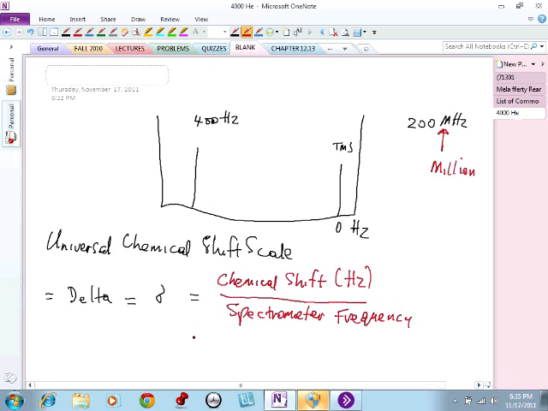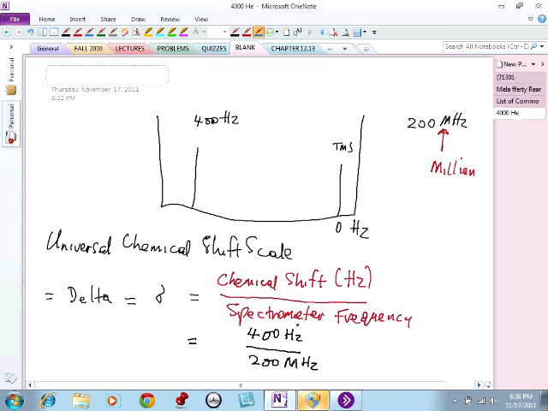Can anybody work that out for us? That would be 400 Hertz divided by 200 megahertz, right? What would that be? Is it just 2? Are you sure? Don't forget the unit of measurement now.